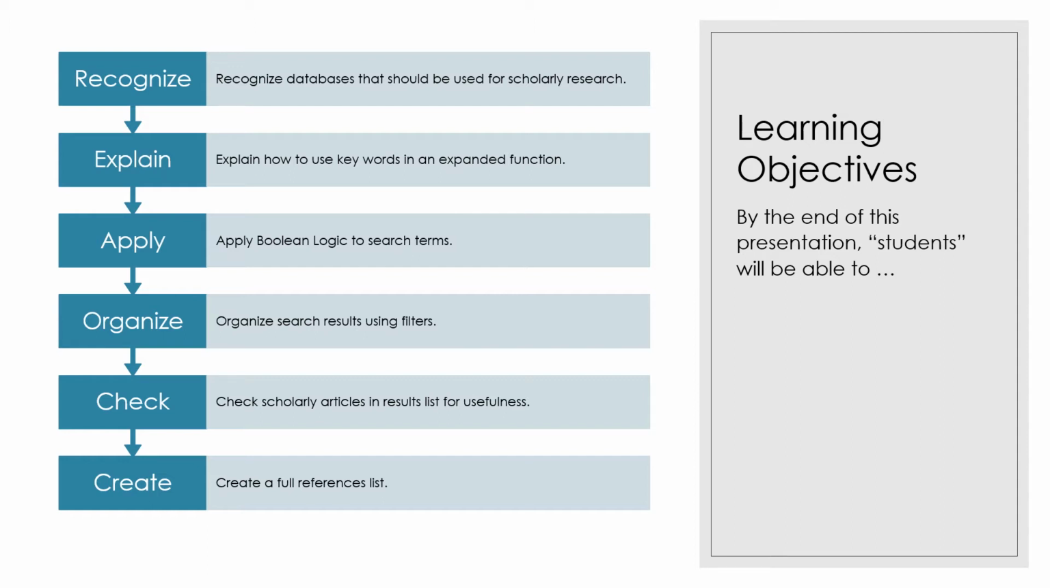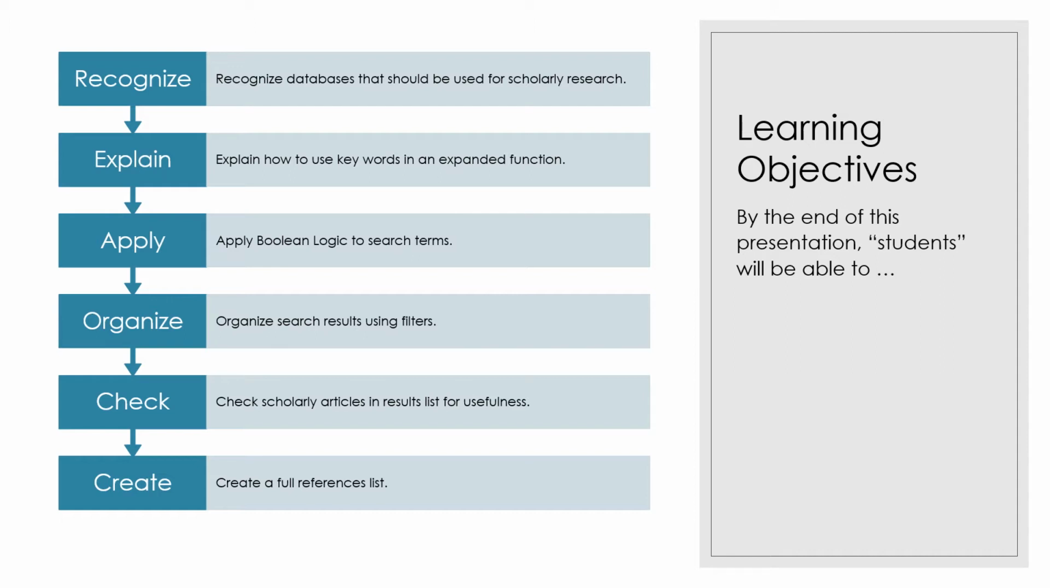I want you to be able to explain how to use key terms in an expanded function. Key terms or search terms or keywords are all the same thing. You need to be able to apply Boolean logic to search terms. And I know that sounds like a made up word, but it's not. Boolean logic is a real thing. You're going to need to be able to organize search results using filters. You're going to filter out all of that stuff you don't want to read so that you can get to the good stuff. And then you need to check scholarly articles in your references list for usefulness.